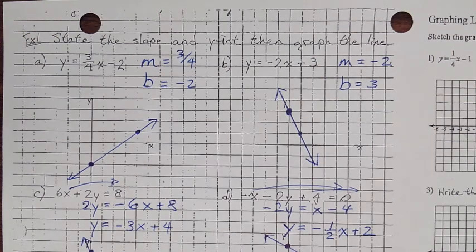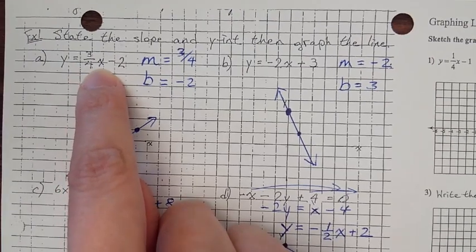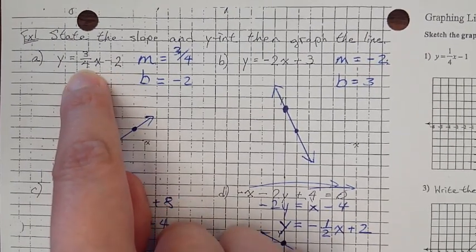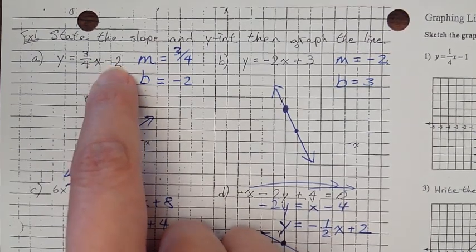Let's take up this homework. So you are given this equation, y equals 3 over 4x minus 2. So your m is 3 over 4. Your b is negative 2. So your y-intercept is negative 2. That's what we always plot first.